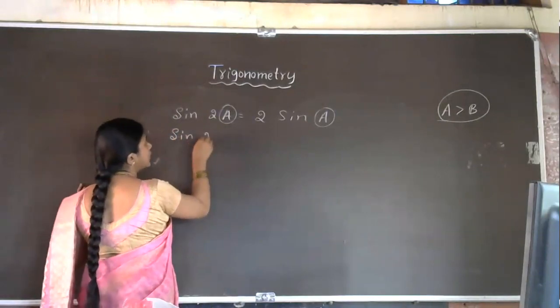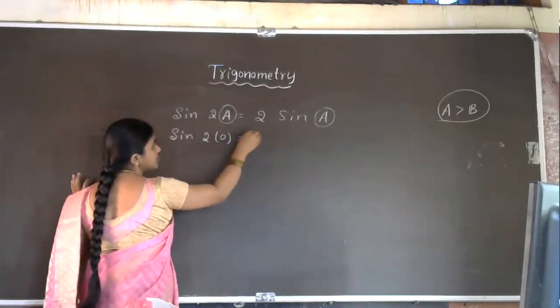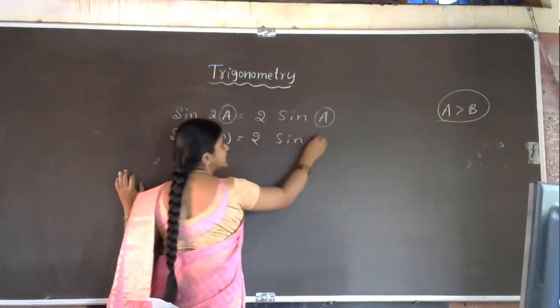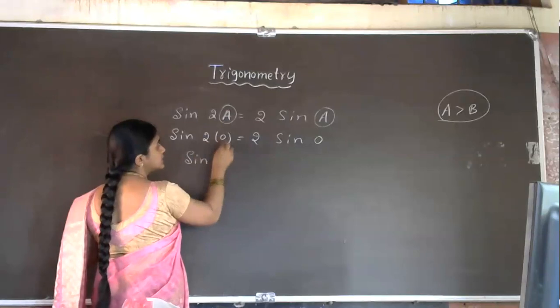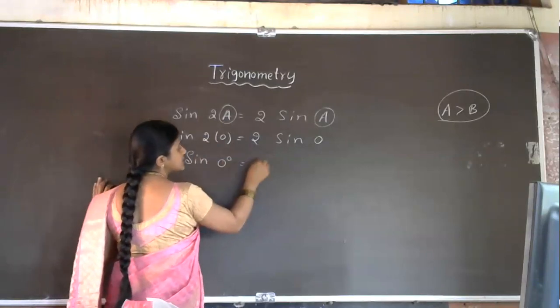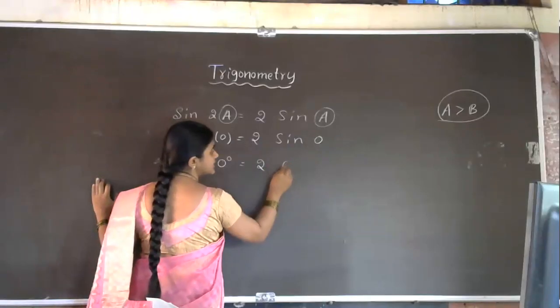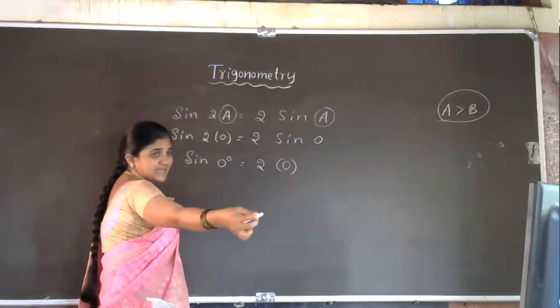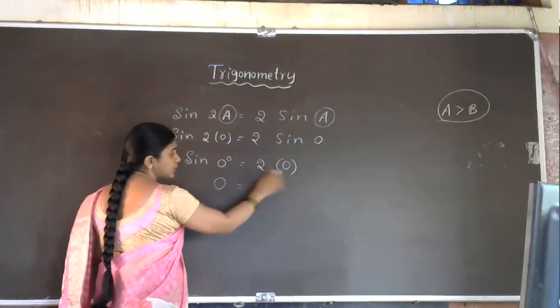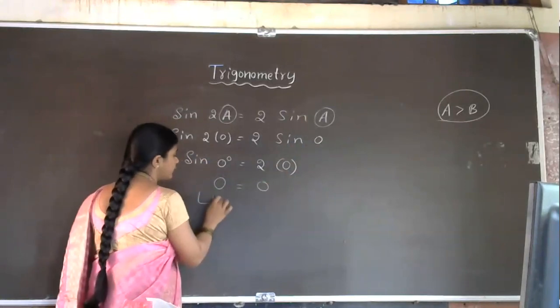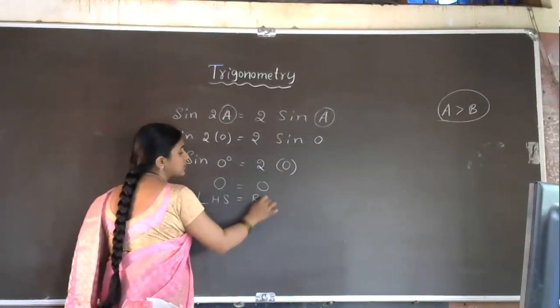Sin 2 into 0 is equal to 2 sin 0. Is that clear? Next, sin 2 into 0 is sin 0 degree, and 2 into sin 0 is 0 value. According to the table, sin 0 is 0, no? Yes, sin 0 is again 0 here. 2 into 0 is 0. Therefore, LHS is equal to RHS.